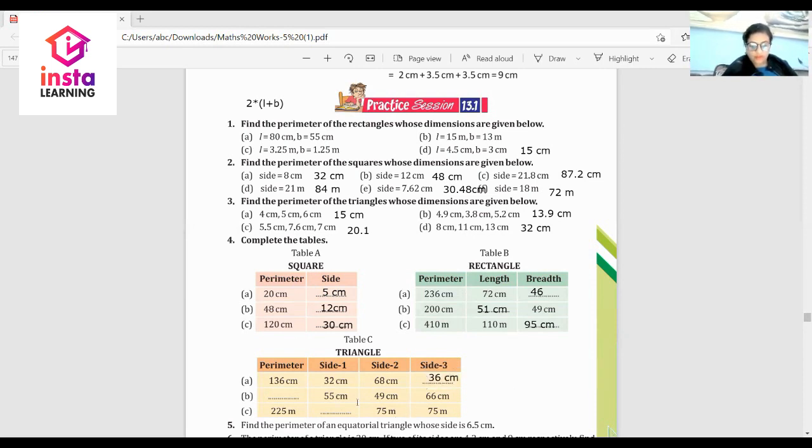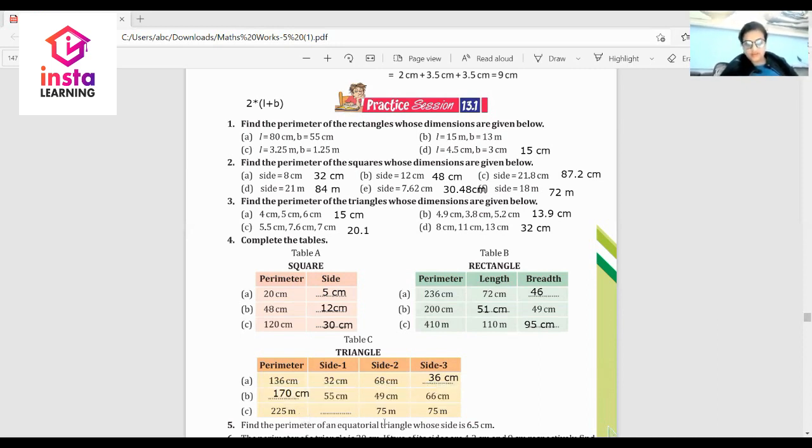Now, perimeter is not given, so what we have to do is 55 plus 49 plus 66. That answer will come 170. And it is in centimeter only. Now, it is meter.